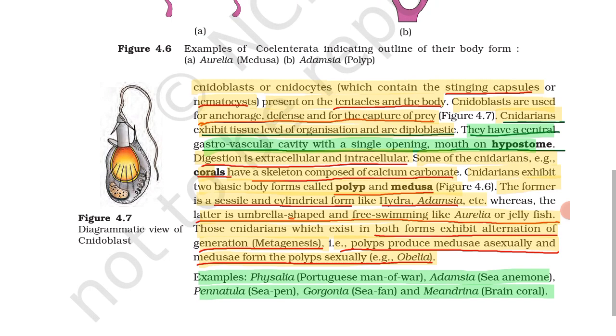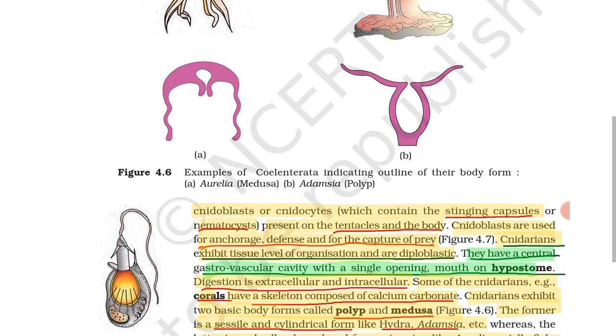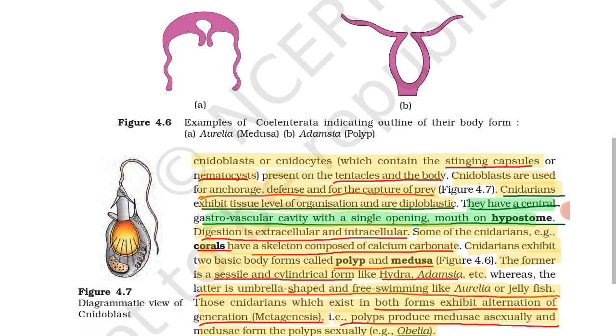So let's see from the beginning onwards about cnidaria. They are aquatic, mostly marine, sessile or free swimming, radially symmetrical animals. So radial symmetry is seen in cnidaria. The next is the cnidaria, name derived from cnidoblast or cnidocytes, which contain stinging capsules or nematocysts present on the tentacles of the body. These cnidoblasts are used for offense, defense and capture of prey. They exhibit tissue level of organization and they are diploblastic organisms.